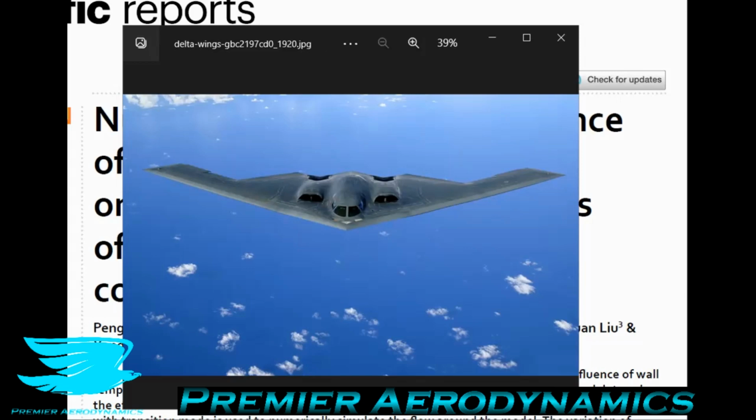So those are flying wings, and the reason why these are cool aircraft is that, first of all, they don't have any tail, so they don't have the horizontal part or the vertical part, and everything is controlled just by the one wing.